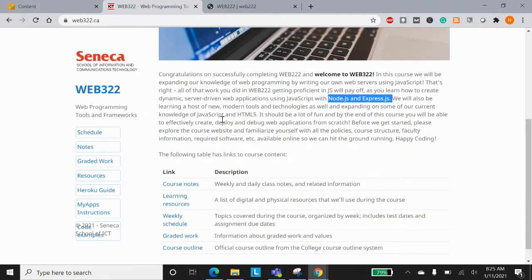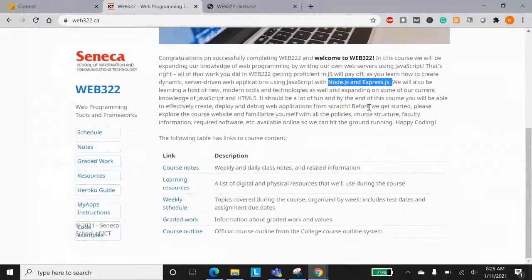We'll also be learning a host of new modern technologies, as well as expanding our knowledge of JavaScript to HTML5. So our current knowledge will be expanded, and we'll be learning to host our applications on some of the advanced technologies that we have to work in. Of course, it will be a lot of fun.